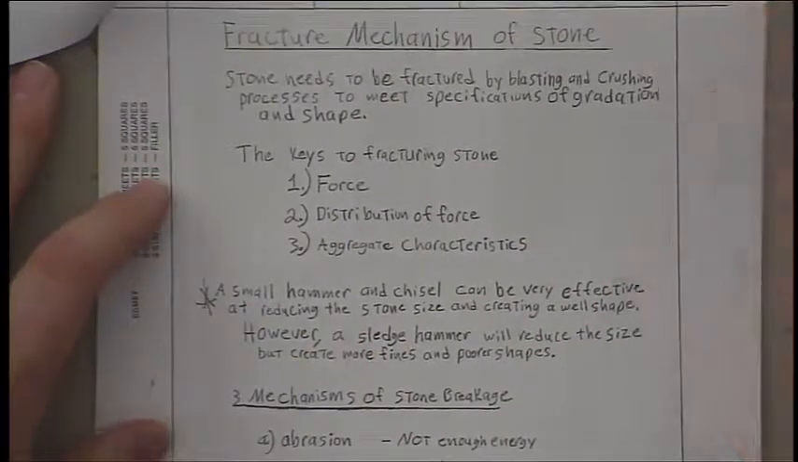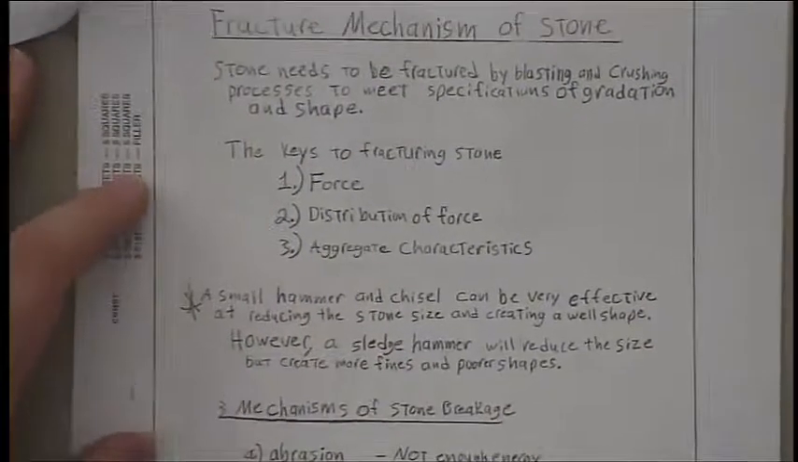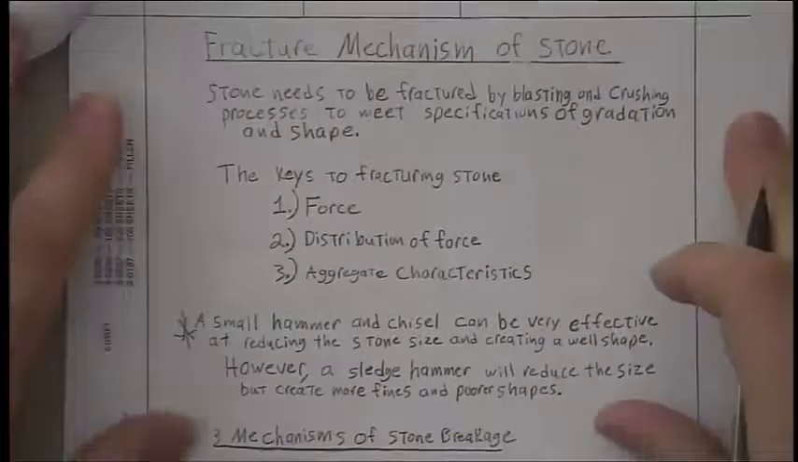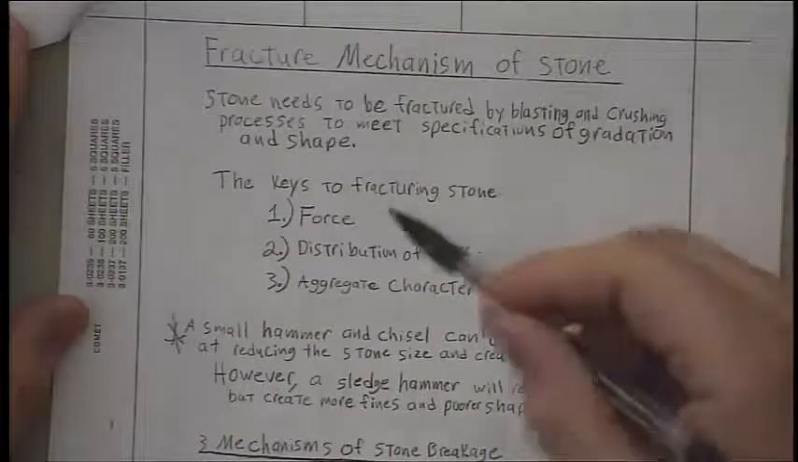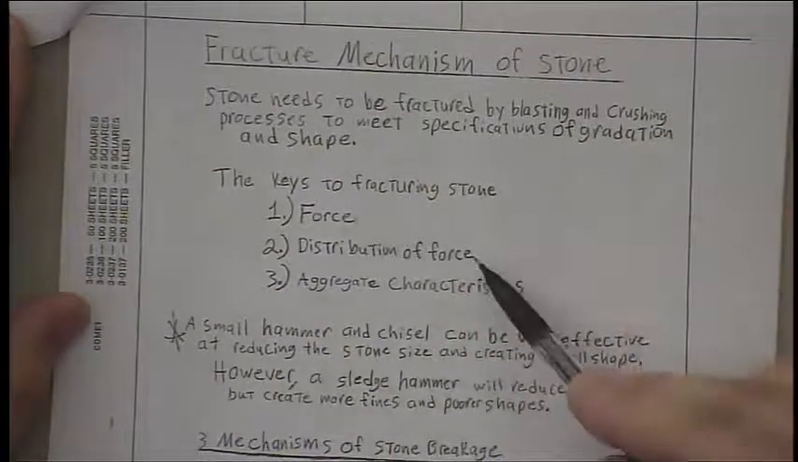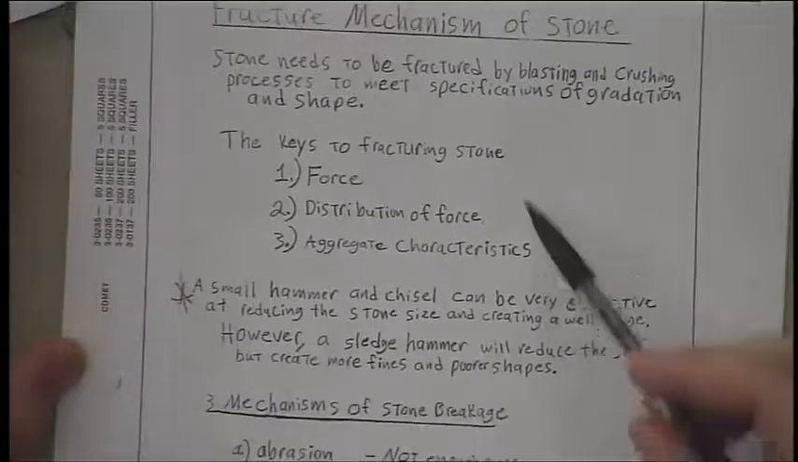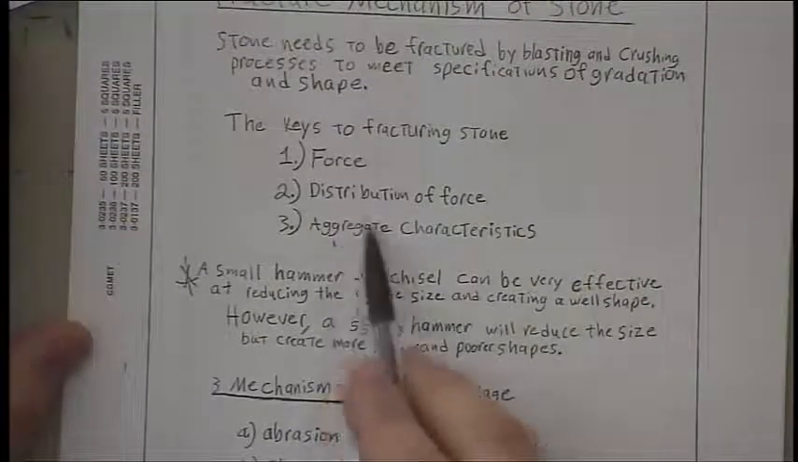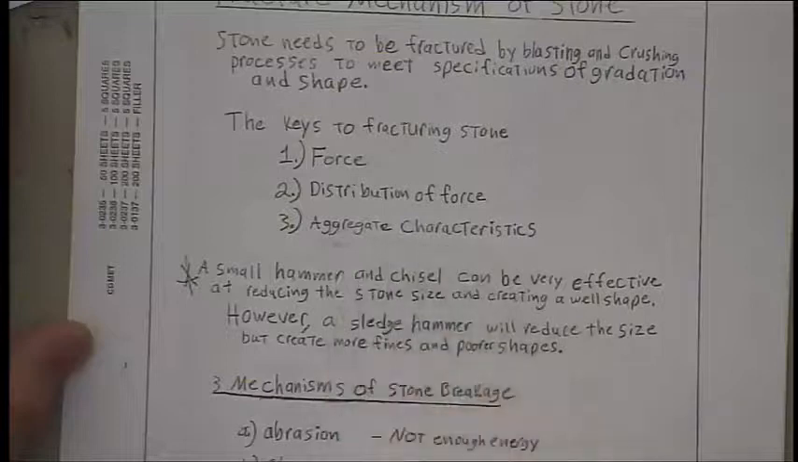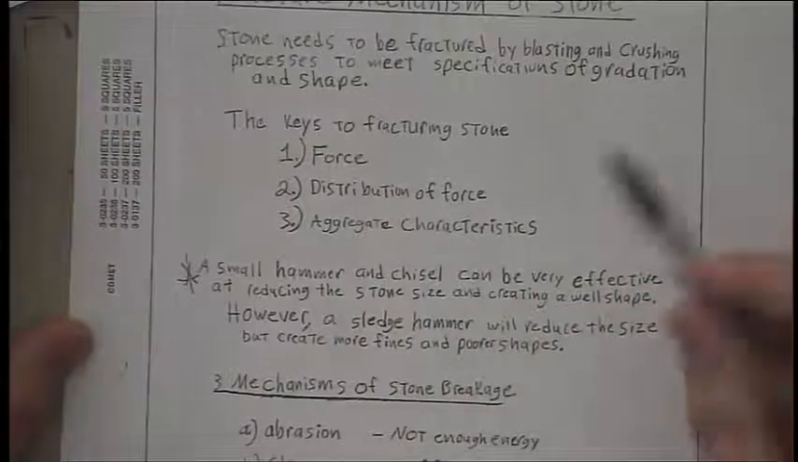Whether you're talking about blasting or crushing, it's a very similar fracture mechanism where you really need to look at your force, the distribution of your force, and then the aggregate characteristics. So how do your force and the distribution of your force affect your aggregate characteristics, your properties? How does it break up? All three of these go together.